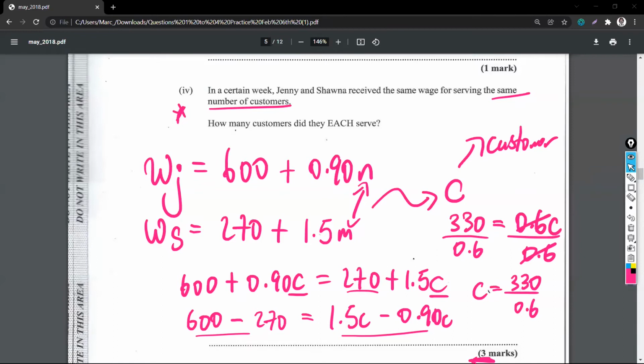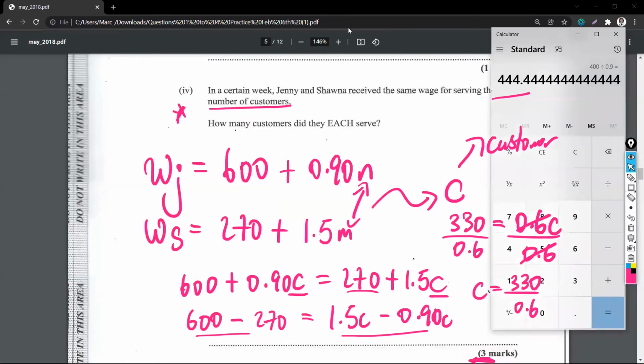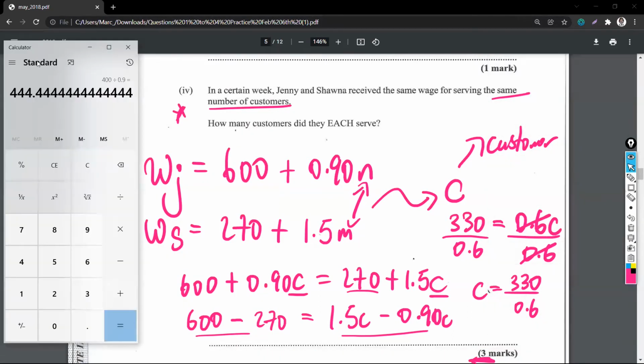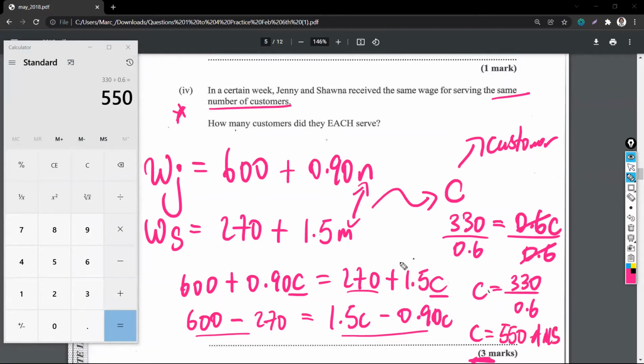let me use my calculator. Guys, in paper 2, your calculator is your best friend. I just let you know from now. Use your calculator in this part of the exam. 330 divided by 0.6, and the answer is 550. Cool. So C is going to be equal to 550, and that's the answer. Okay, guys. So how many customers did they serve? 550 customers. Make sense?